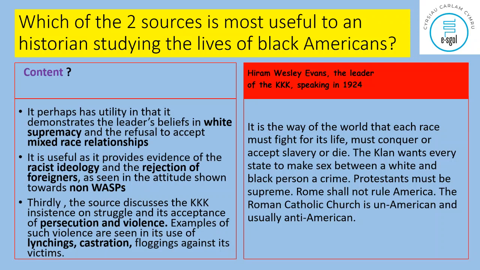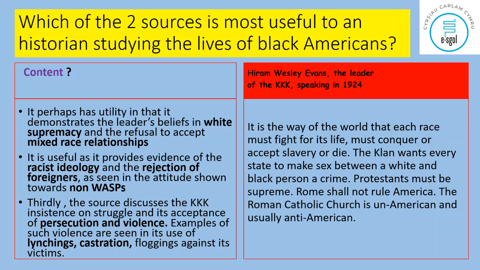So what about the content? So I'm not going to use the same language. At times I will refer to the source, but I've also tried to add a little bit in. It perhaps has utility that it demonstrates the leader's beliefs in white supremacy and the refusal to accept mixed race relationships. You would say, for example, he talks about banning sex between whites and black people this time. It is useful as it provides evidence of the racist ideology, racist ideas he has, and its rejection of foreigners, as seen in the attitude shown towards non-WASPs.